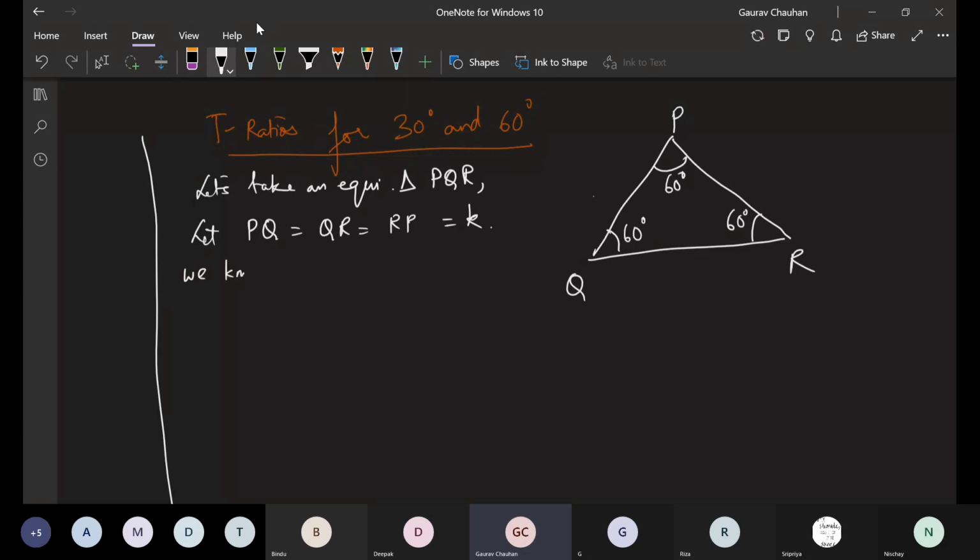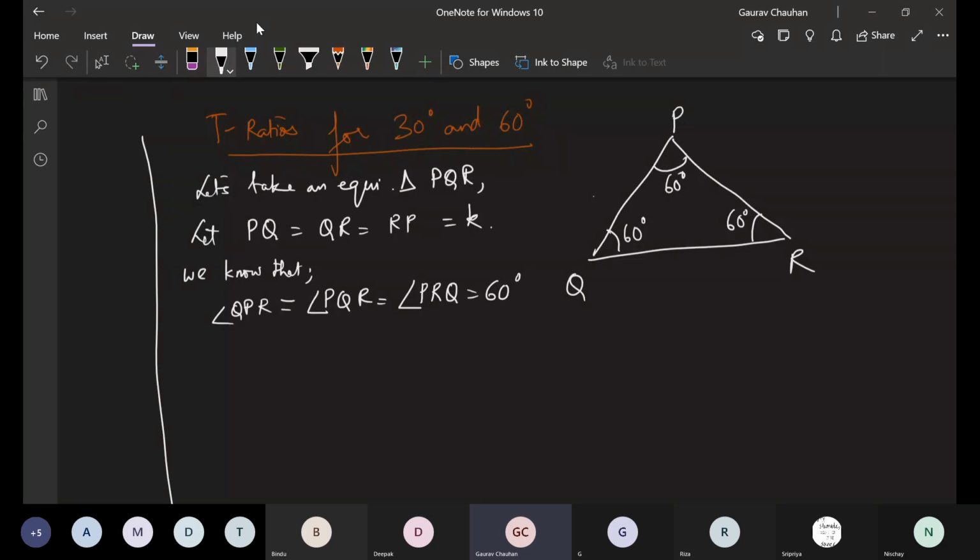Also, we already know from previous classes, from our properties, you can derive that any moment you want: x plus x plus x is equal to 180 degrees, so you'll get all angles as 60 degrees. So angle QPR is equal to angle PQR is equal to angle PRQ is equal to 60 degrees. This much knowledge we already have.